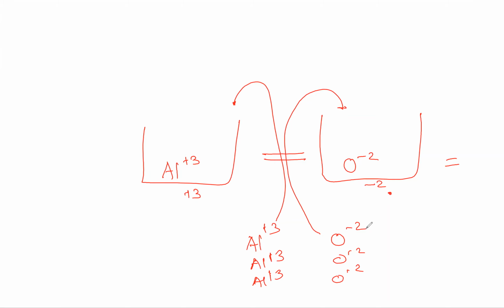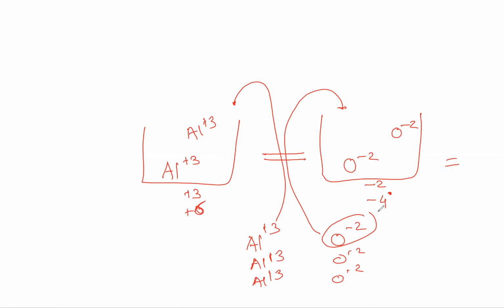So what we're going to do first, we're going to add one more oxygen, right? Now it becomes minus 4, right? And this is plus 3. So 3 is lower than 4. So what I can do, I can add one more Al3 in this bucket. So the total will be what? Plus 6 now. You follow me? Yes, Professor.